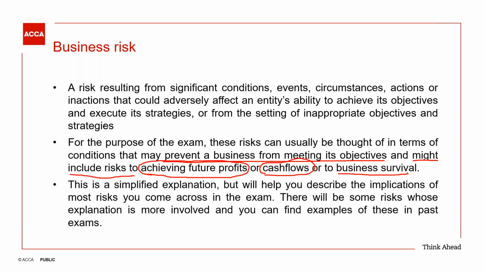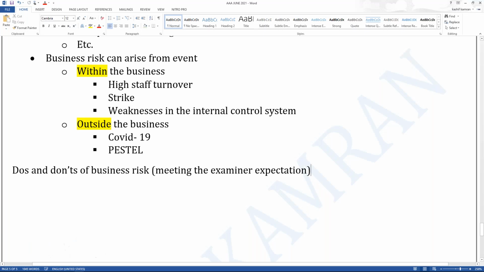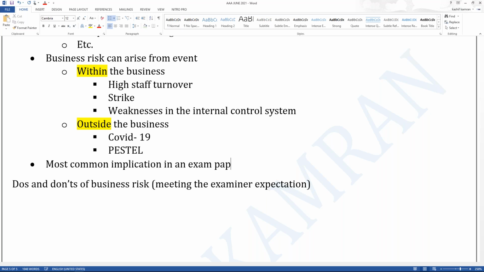So the examiner is saying most of the time, these are common implications. These implications are the most common ones in the exam paper. So what are the most common implications in the exam paper you come across? Is the examiner giving us a ray of hope here? The examiner is saying the most common implications you come across in an AAA paper, if I can just write it in the knowledge part, are the most common implications in an exam paper.